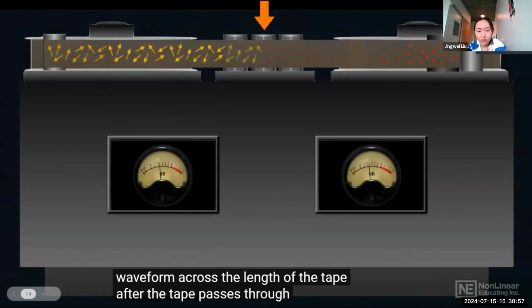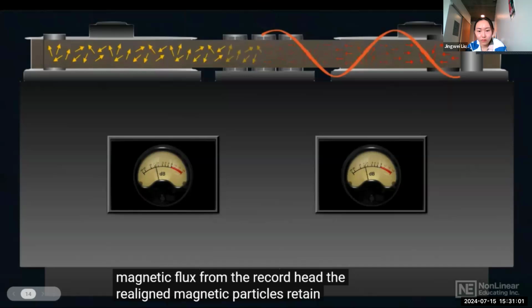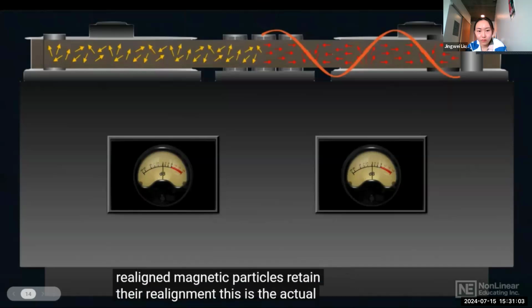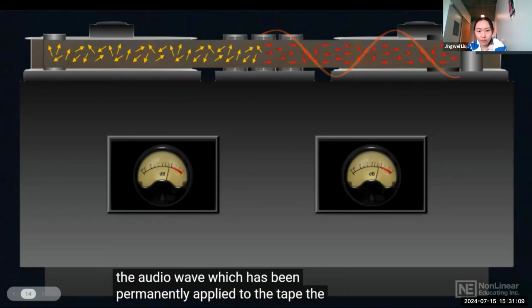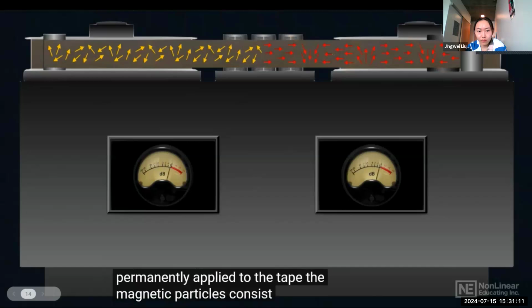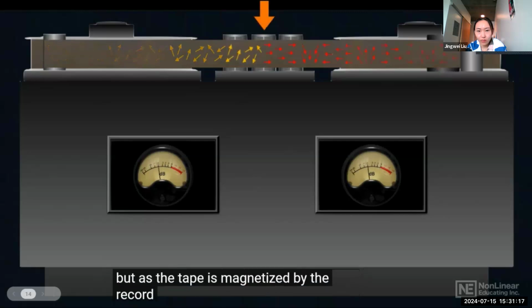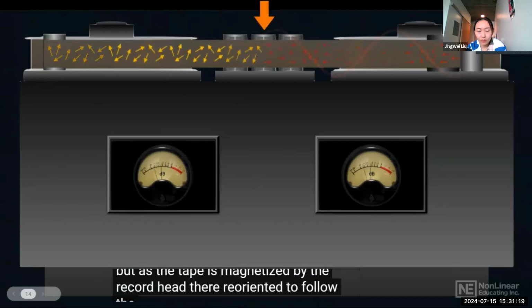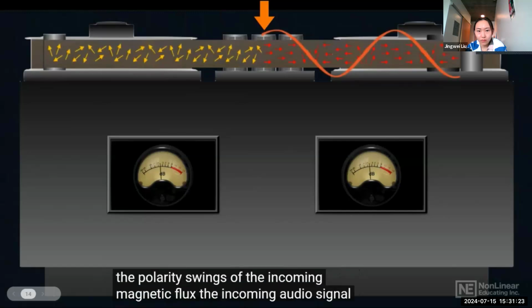After the tape passes through the magnetic flux from the record head, the realigned magnetic particles retain their realignment. This is the actual recording, a magnetic representation of the audio wave, which has been permanently applied to the tape. The magnetic particles consist of domains. On a blank tape, these are randomly oriented, but as the tape is magnetized by the record head, they're reoriented to follow the polarity swings of the incoming magnetic flux, the incoming audio signal.